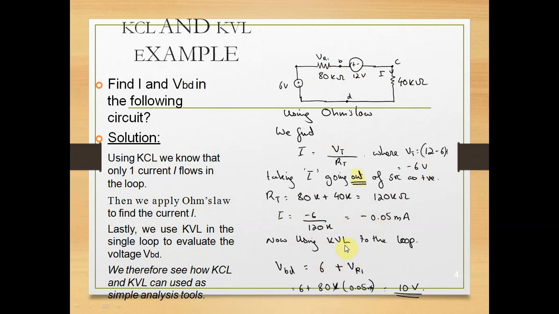Now using Kirchhoff's voltage law to the loop, the voltage drop across BD is equal to 6 plus VR1. VR1 is equal to 80 kilo ohm times the current flowing through the circuit, 0.05 milliampere. Therefore 80 into 10 raised to 3 into 0.05 into 10 raised to minus 3, so 6 plus 4 is equal to 10 volt. So for this example, the total current is minus 0.05 milliampere, and the total voltage drop across BD, that is VBD, is equal to 10 volt.